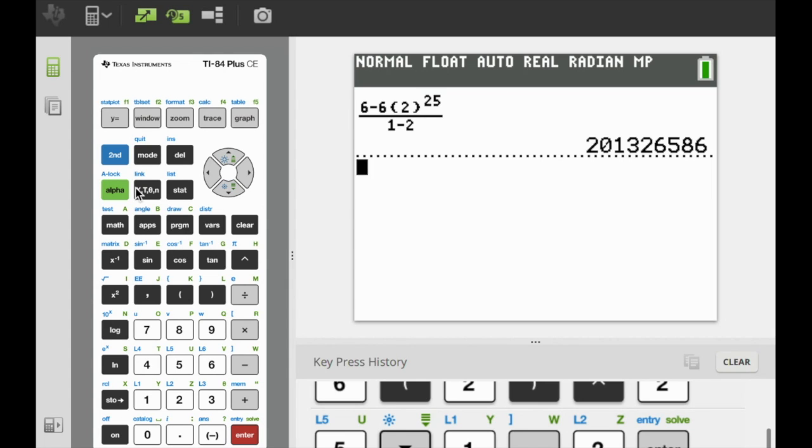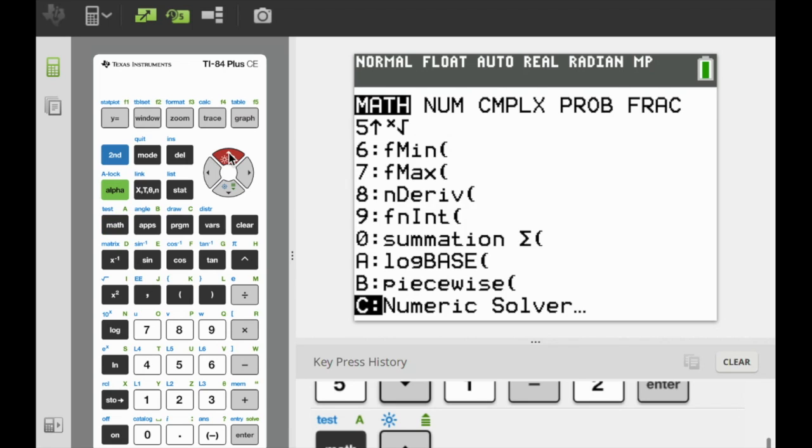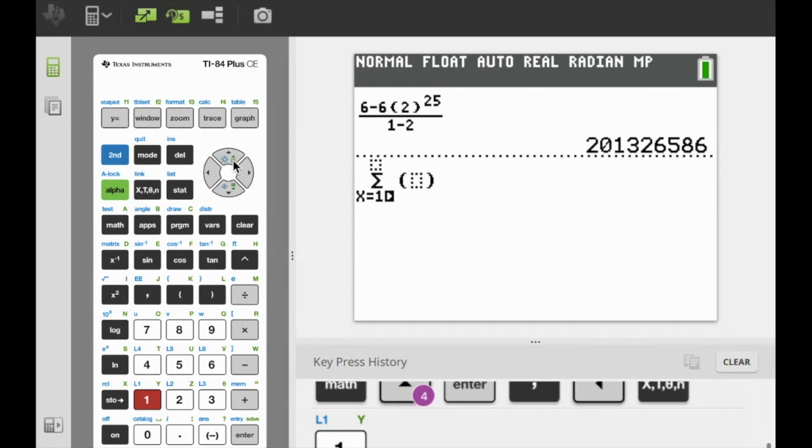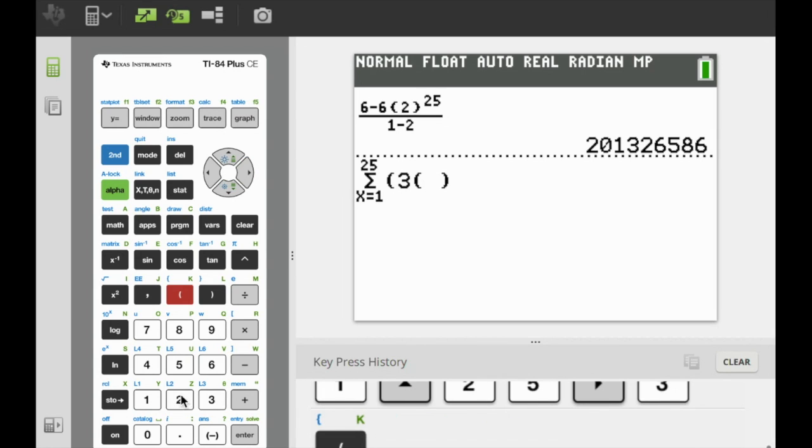And then just to check, I could go to math and go up to summation and plug in the original problem, number 2. Oops, I hit the wrong thing. Let's do x equals 1 up to 25. And then it's 3 times 2 to the x.